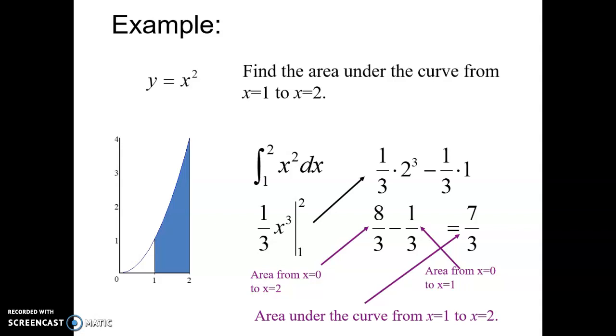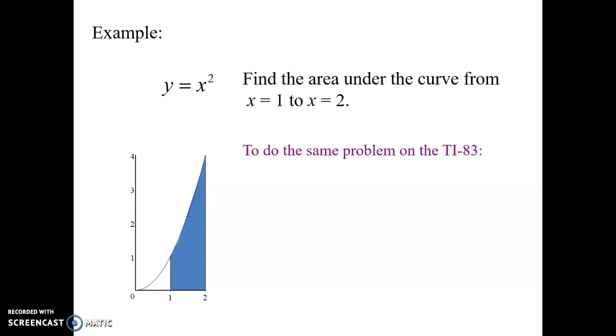This is miraculous here. We can find the area underneath the curve simply by using the antiderivative and subtraction. And our answer is not an approximation like we had with the rams. Our answer is the exact answer.